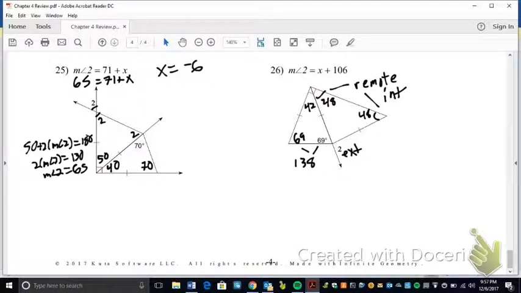And again, we're going to use the exterior angle theorem that says the exterior angle of a triangle is equal to the sum of the remote interior angles. Again, that's something we did last chapter. So we go 48 plus 48 equals 96. So the measure of angle 2 equals 96 degrees.